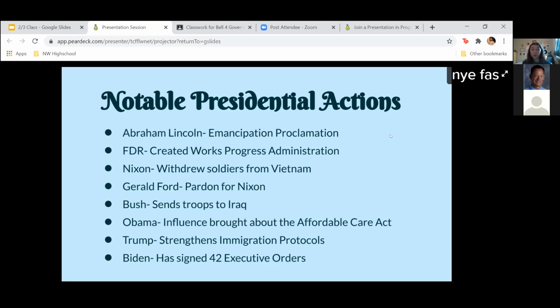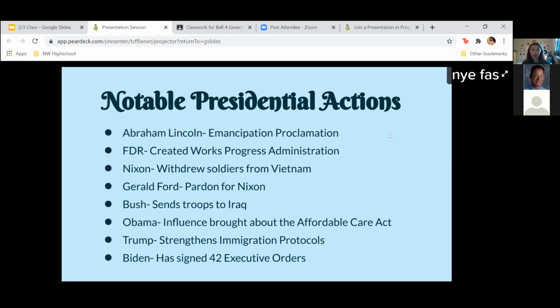So starting off, you've got Abraham Lincoln. He issued the Emancipation Proclamation. That was one of his executive powers. He was able to give the executive order to free the slaves in the United States and make them free people. He was exercising his power as head of the executive branch.